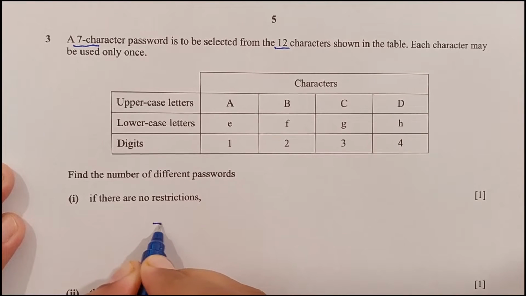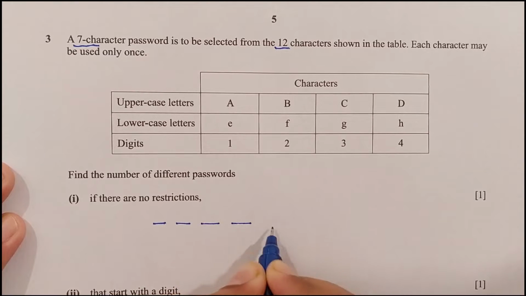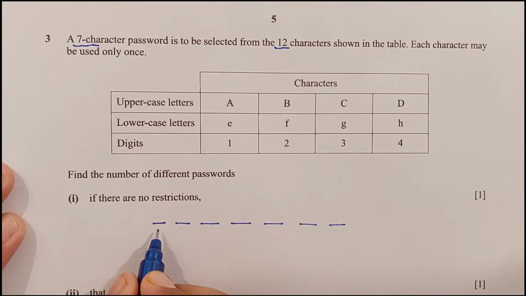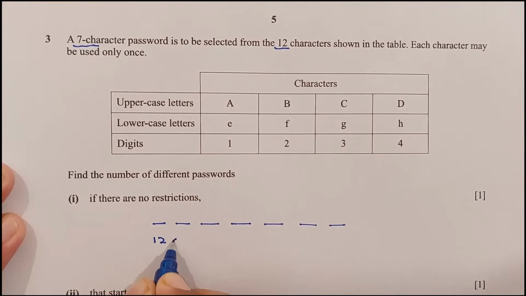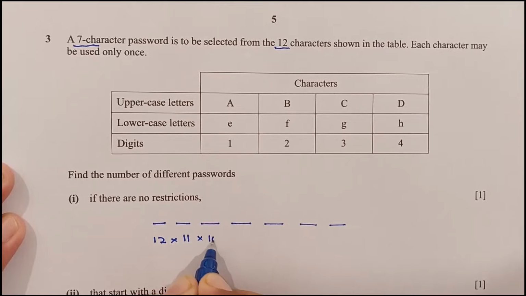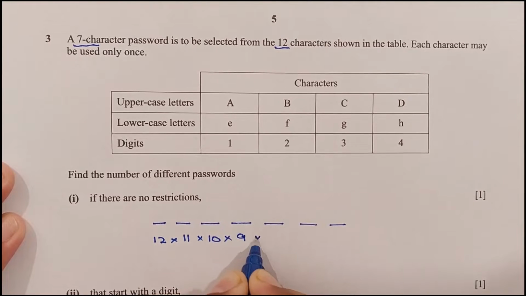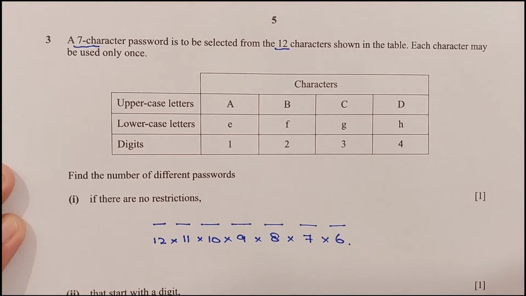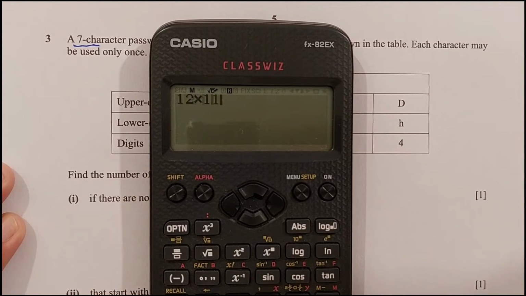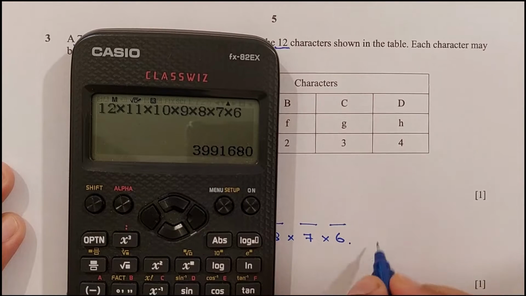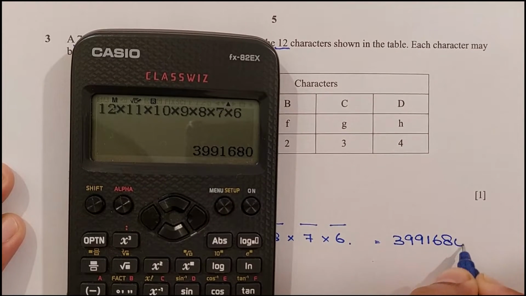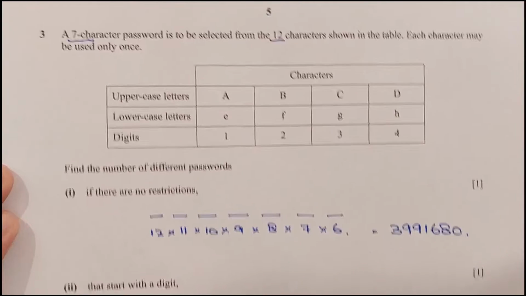So we have to make a 7-character password: 1, 2, 3, 4, 5, 6, 7. There is no restriction. It means for the first character we have 12 options, and then 11 options, 10 options, then 9, 8, 7 and 6 options. So 12 times 11 times 10, 9, 8, 7, 6 equals 3991680 different passwords we can make.